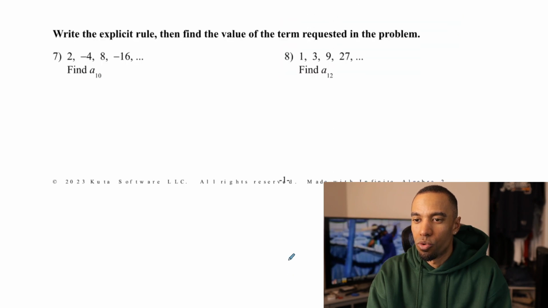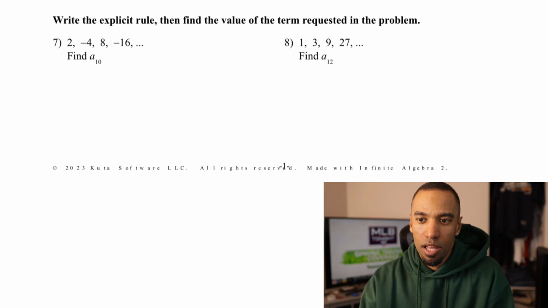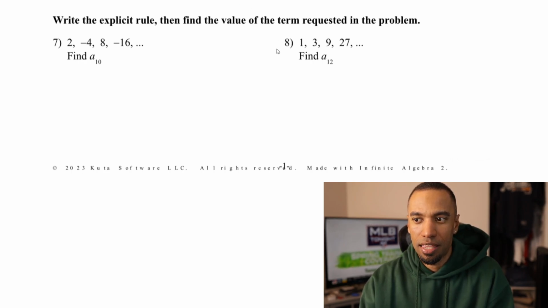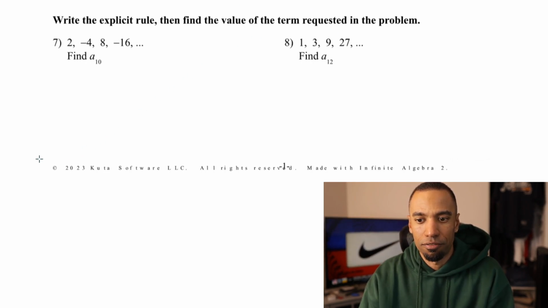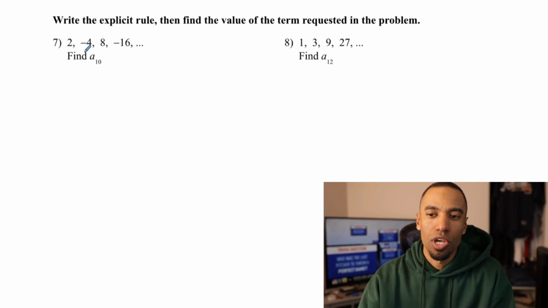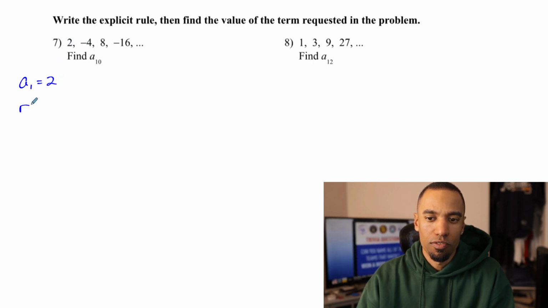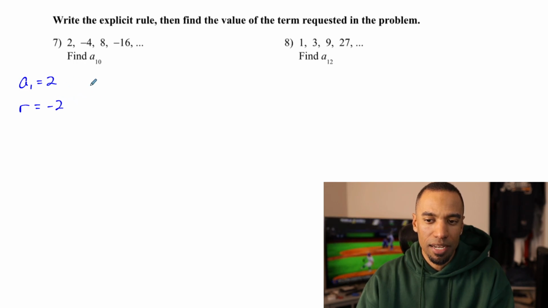Write the explicit rule. Oh, and 8. Then find the value of the term requested in the problem. So it's going to be a lot like the previous one, with the difference being this time we don't have the rule itself. And if we use the rule, then we can find the value of the term as well. So right here, we're multiplying by negative 2, and the first value is a positive 2.